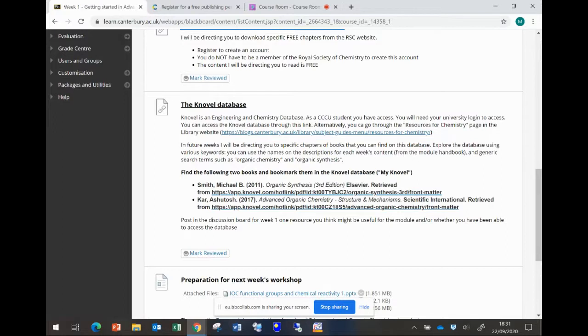When you are accessing the database, it will ask you different things. You can always access it choosing Open Athens. If you have any problems to access the database, please contact the library or let me know, and I will try to work out how to best support you, because sometimes it's very personal depending on what computer you are using and whether you are at home or on campus. You can go directly through this link, or you can access it through the library website in the page called Resources for Chemistry.